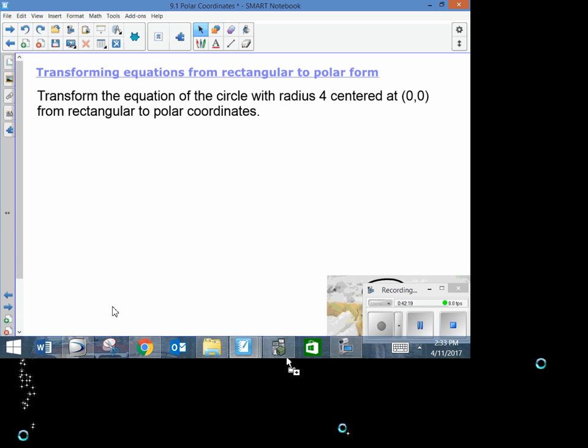All right. Okay, where'd my equation go? Oh, transform the equation of the circle with radius 4, centered at 0, 0 from rectangular to polar coordinates. So, what's my rectangular?